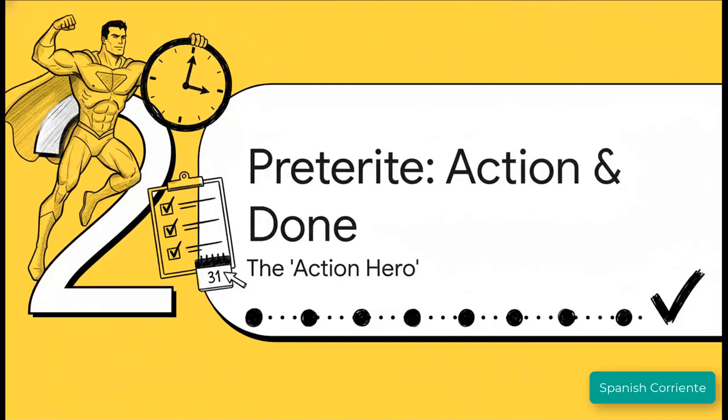All right, so first up is the preterite. This is our action hero. Think of it for actions that are completely finished, done, over, period. It's got a clear beginning, a clear end. It's basically the chronological sequence of events, the stuff you can literally tick off a list of what happened.